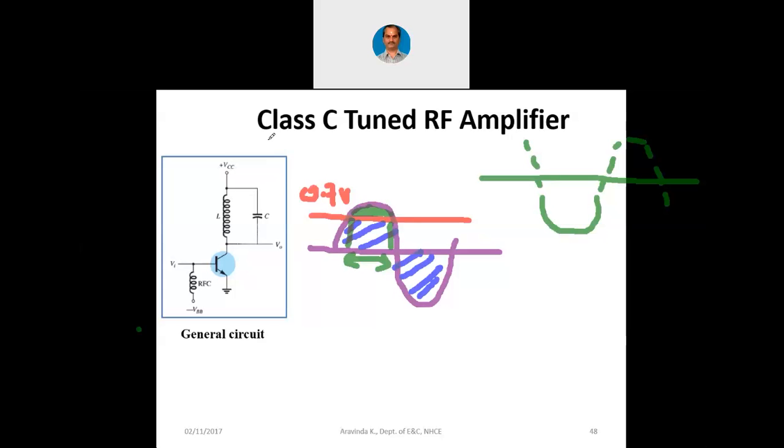So you can see three terms here, students. One is called class C, where the efficiency is more than 90%, conduction angle is less than 180 degrees. That is called class C. It is called a tuned amplifier because it is for a narrowband application where we use a tuned circuit. It is an RF amplifier where we can compromise on the shape of the output waveform. Now, based on this, in the next class, we will discuss in more detail about the class C amplifier.